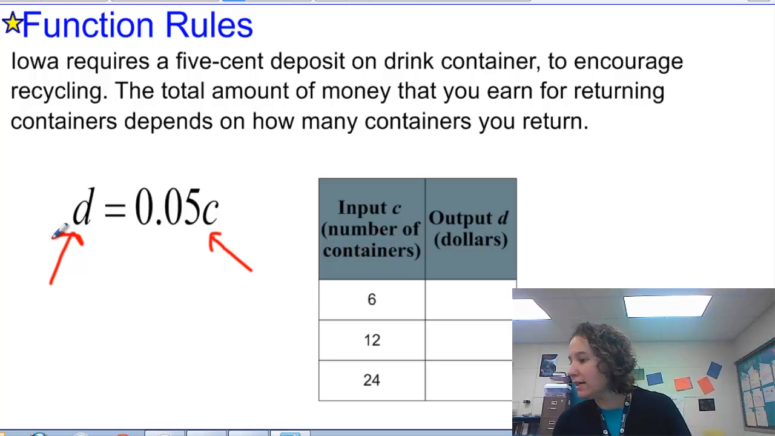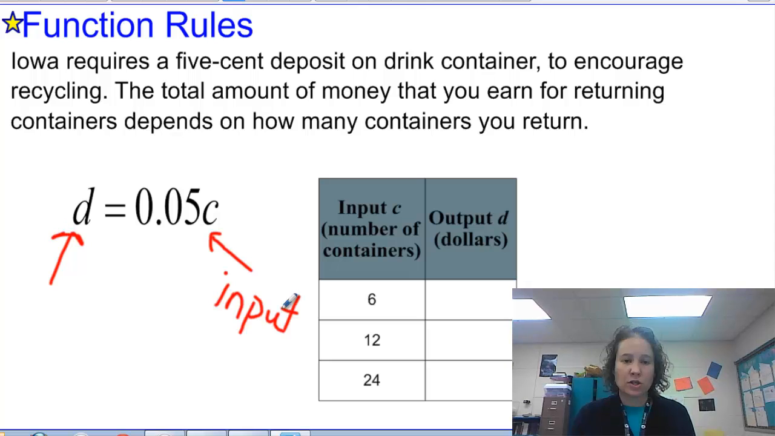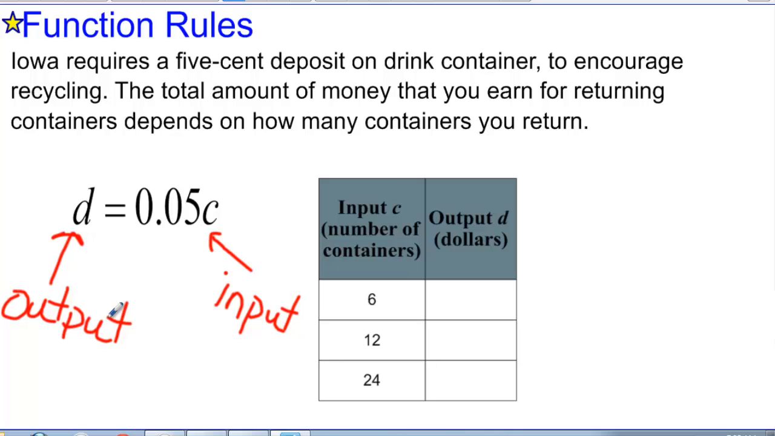If you look at this, you can see that c is going to be my input. Whatever I put in for c, the value of d is dependent on that input value, and so d is my output. That means that whatever I put in for c, I have to get one value for d to come out. If I put 5 in for c, I can't get 2 different deposit amounts. I'm only going to get 1 deposit amount. So that means that this is a function.